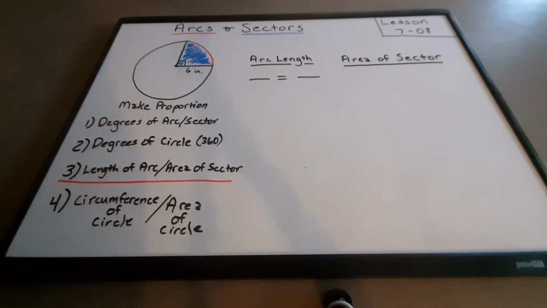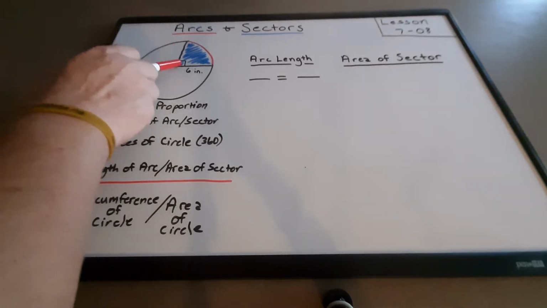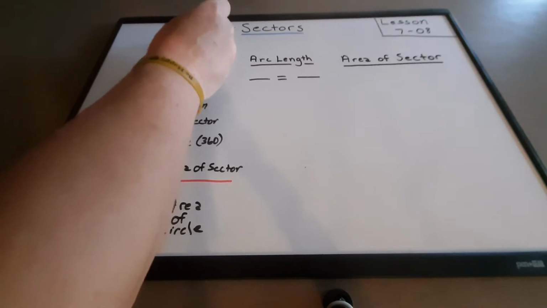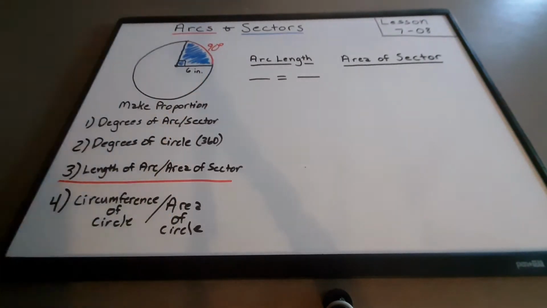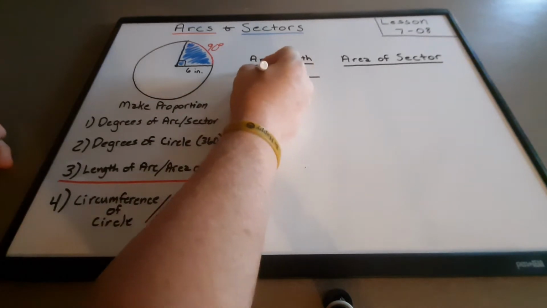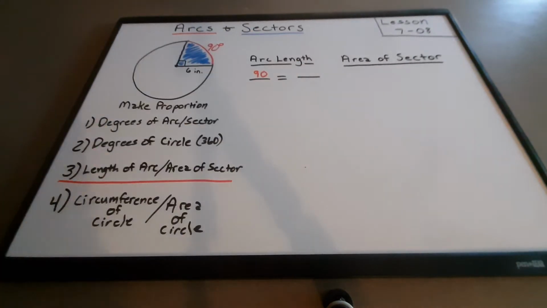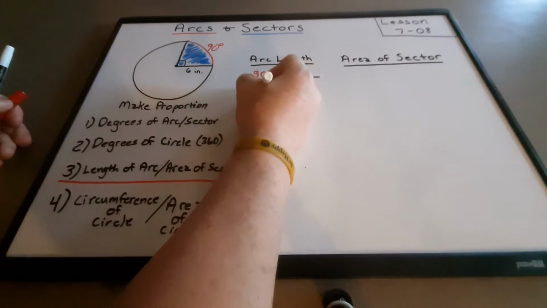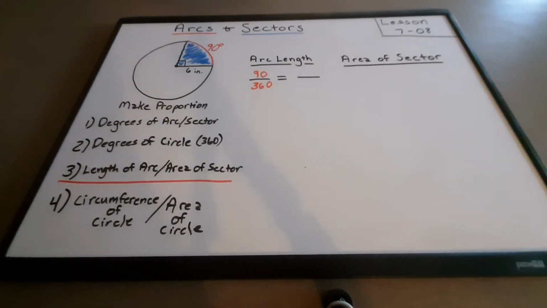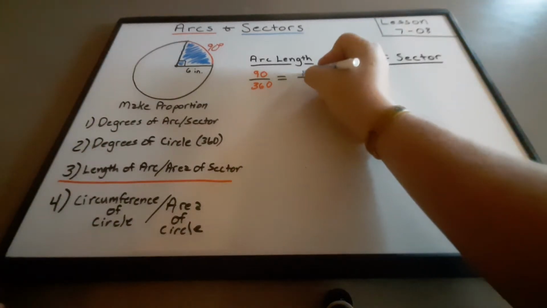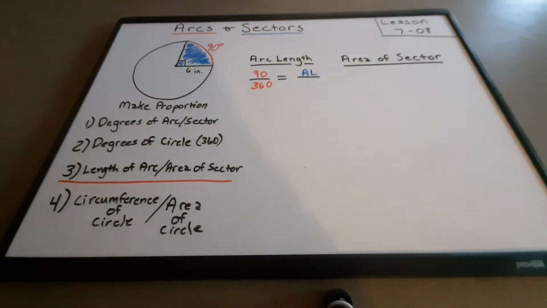We know the degrees of the arc is 90 because the central angle is 90. What we want is this distance if we walked it, so we're going to put a 90 here. We know that the circle is always 360 degrees. I wanted to go with something very simple, so we went with 90 degrees for this situation. Then our goal is to find the length of the arc. I like to label the arc length as AL. So we want to find AL here.